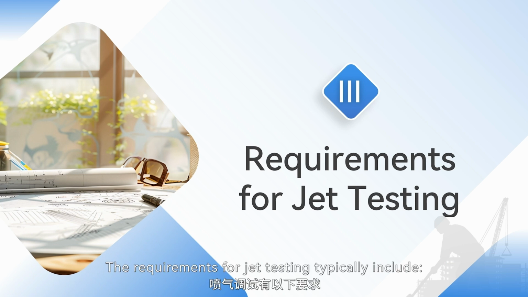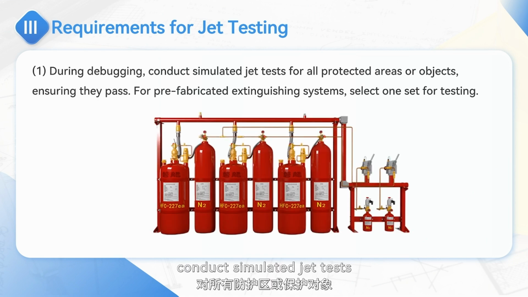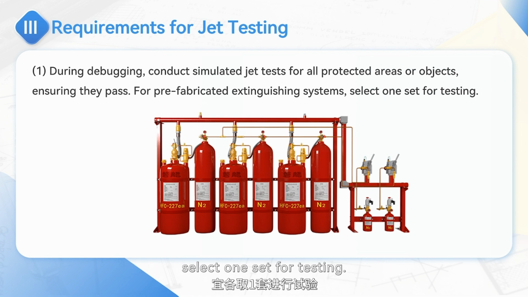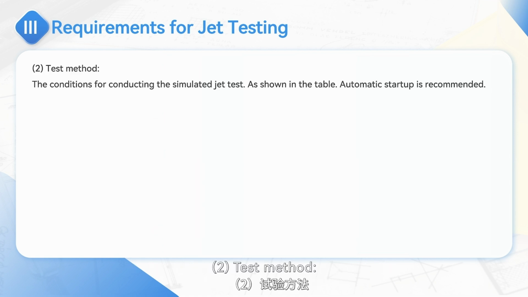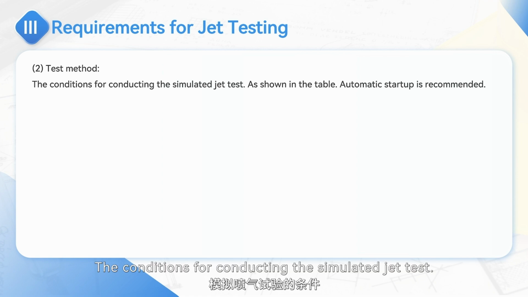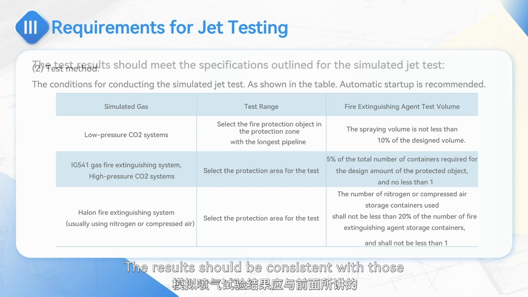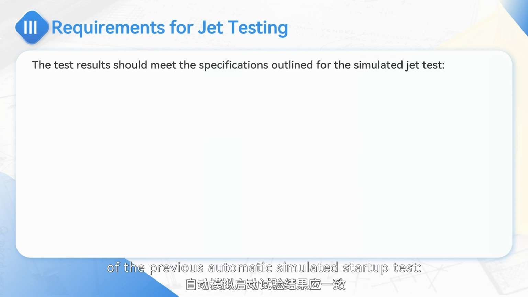The requirements for jet testing typically include: 1. During debugging, conduct simulated jet tests for all protected areas or objects, ensuring they pass. For prefabricated extinguishing systems, select one set for testing. 2. Test method. The conditions for conducting the simulated jet test are as shown in the table. Automatic startup is recommended. The results should be consistent with those of the previous automatic simulated startup test.